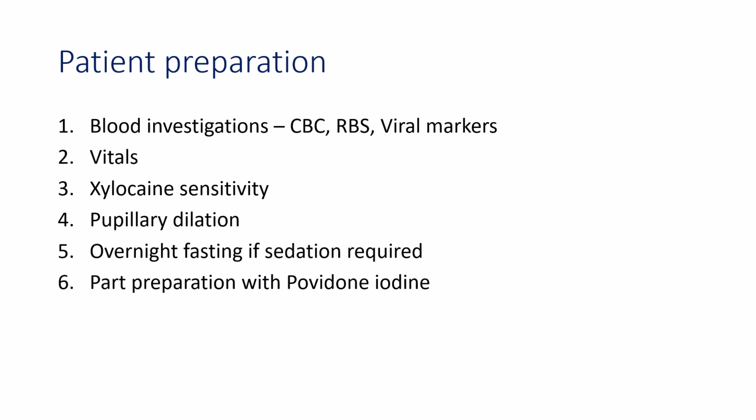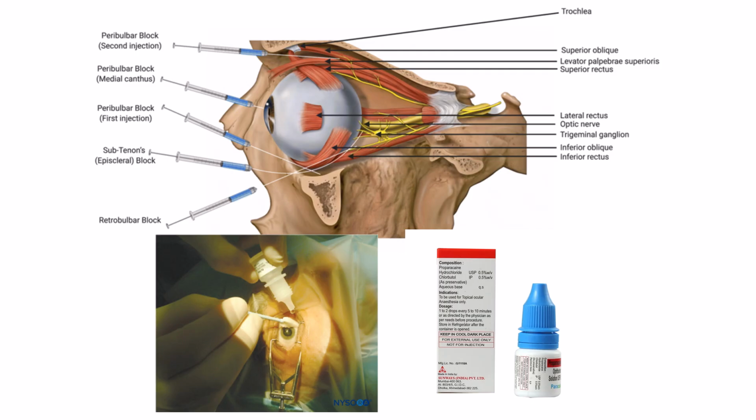So just like any other surgery, there is part preparation before the cataract surgery, and that includes some pre-surgical investigations, the routine ones. Patient's vitals have to be checked, xylocaine sensitivity if you're going to give a peribulbar or a retrobulbar block, pupillary dilatation with tropicamide plus or minus flurbiprofen, which helps to sustain the pupillary dilatation. Overnight fasting if sedation is required, such as uncooperative patients and children. And of course, the most important part preparation with 5% povidone iodine.